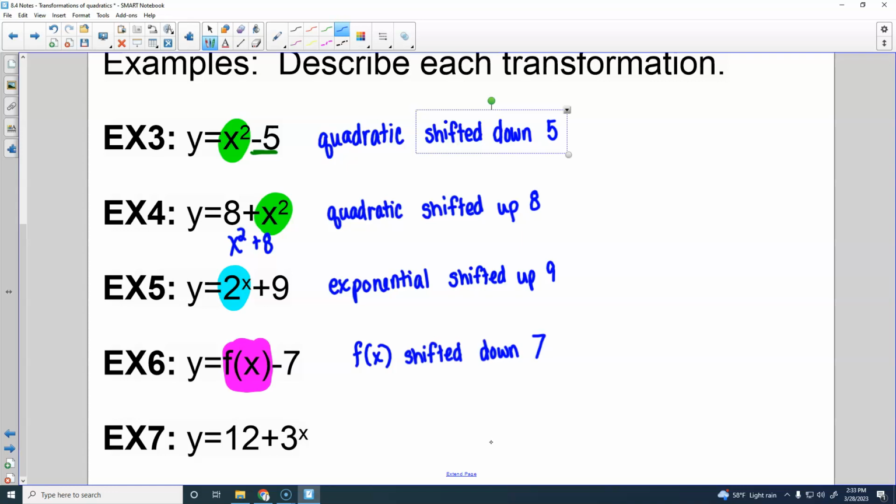Okay. Ian, what are we dealing with for the last one? What type of function have we got? That one's an exponential. It has a different base than the one on example 5 had, but it really doesn't matter. It's still an exponential. And what has happened to it? Very good. Shifted up 12.